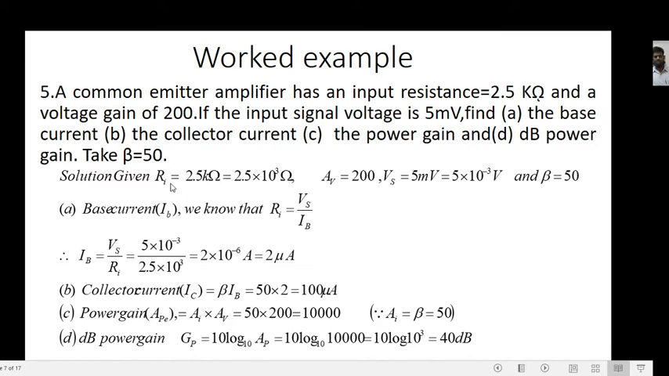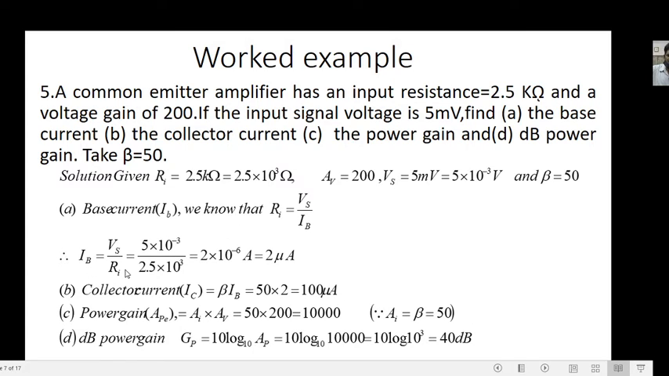Given, solution. Here we have to collect the data from the question clearly. Ri is equal to 2.5 kilo ohm, that is 2.5 into 10 power 3 ohm, AV is equal to 200, Vs is equal to 5 millivolts, that is equal to 5 into 10 power minus 3 volts, and beta is equal to 50. Base current IB: we know that Ri is equal to Vs divided by IB.